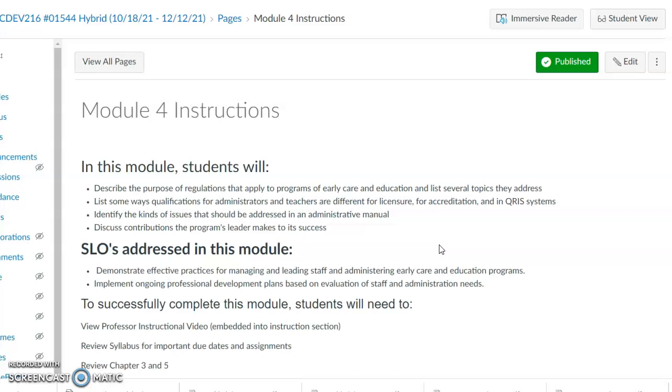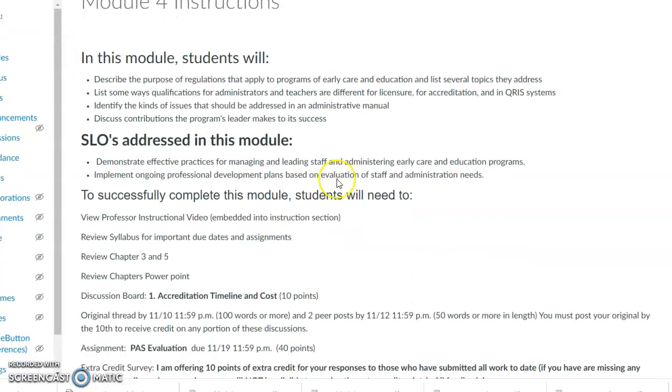We're going to be able to identify issues that should be addressed within an administrative manual, as well as talk a little bit more about the contribution made by the leaders. How does that make your center successful? Okay, and the SLOs, the student learning outcomes that we're going to be covering, 2 of them this week, will be demonstrating effective practices for managing and leading staff, as well as implementing ongoing professional development based on evaluations of your staff and administration needs.